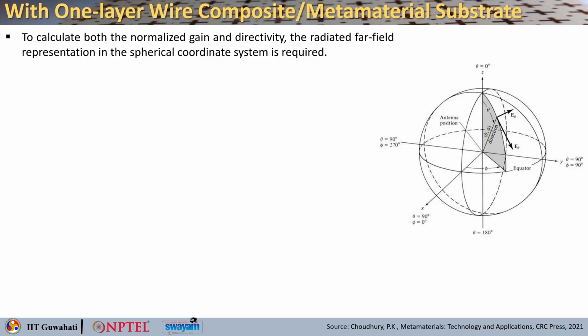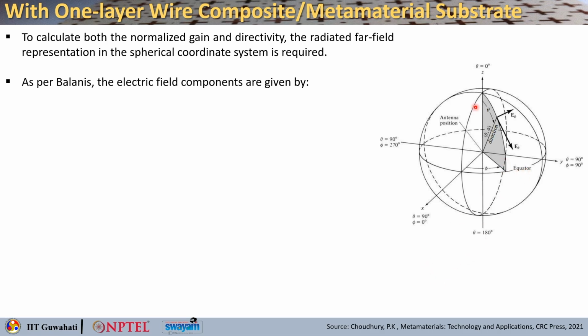Now, we need to calculate the normal edge gain and the directivity. To do that, the radiated far field intensity needs to be plotted in the spherical coordinate system, which is shown here. So, you can see that this is the spherical coordinate system. At any point, this is the radial direction coming out, and this angle is called theta, and this is the azimuthal angle phi.